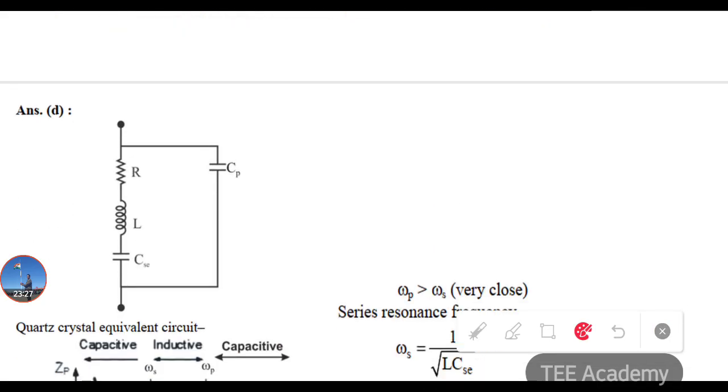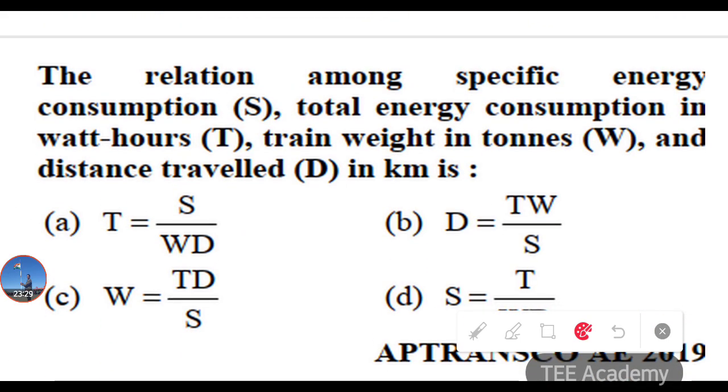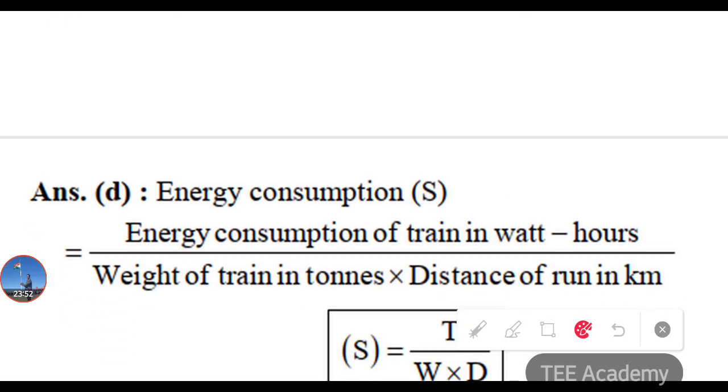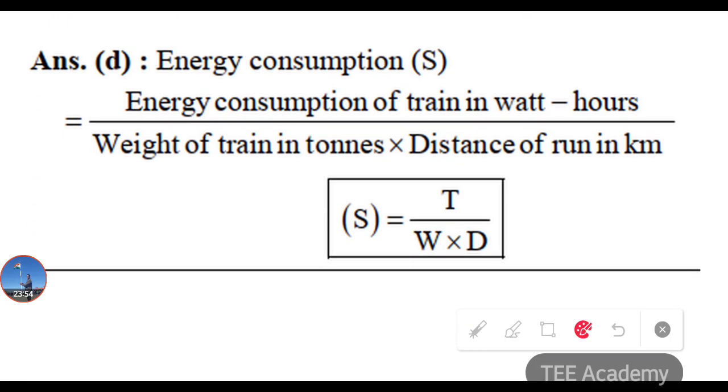Okay, so let's move to the next question here. Next, this question is from the utilization of electrical energy. The relation among the specific energy consumption, the total energy consumption in watt hours, the train weight in tons, and the distance traveled d in kilometers is. So this is a direct question that they asked from the utilization of electrical energy. I will show the answer here. So answer is nothing but D here.